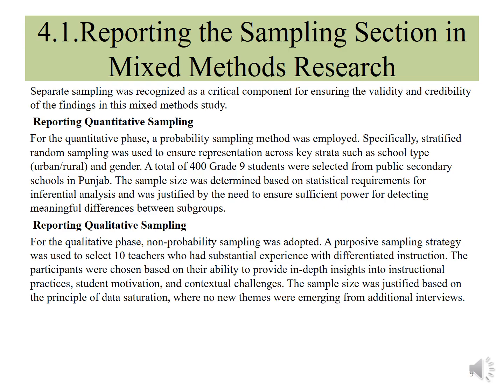The participants were chosen based on their ability to provide in-depth insights into instructional practices, student motivation, and contextual challenges. This is the criteria to select purposive sampling. Just naming the purposive sampling is not enough for reporting. The sample size was justified based on the principle of data saturation, where no new themes were emerging from additional interviews. So usually in purposive sampling or qualitative sampling, we actually continue data collection until the saturation point is reached.